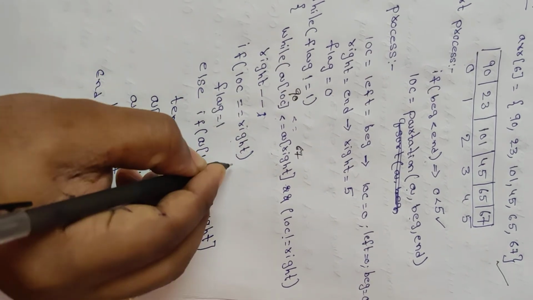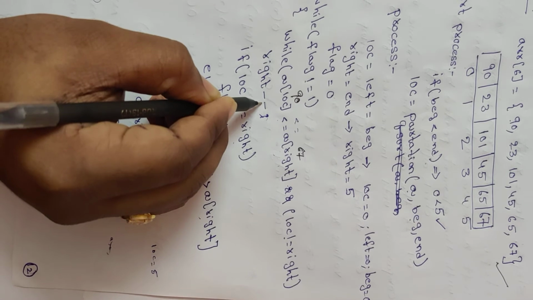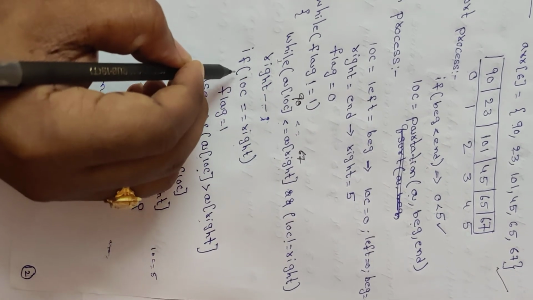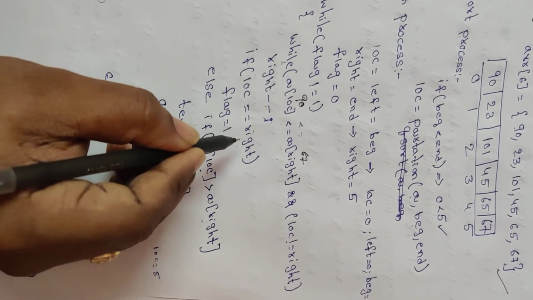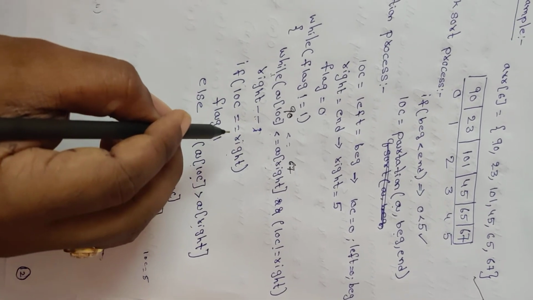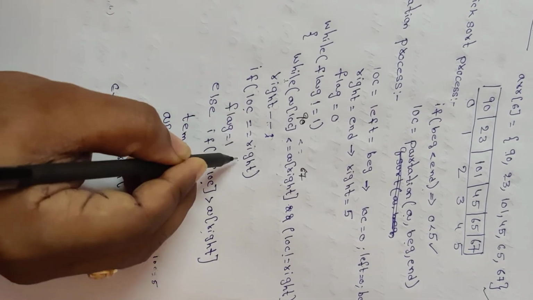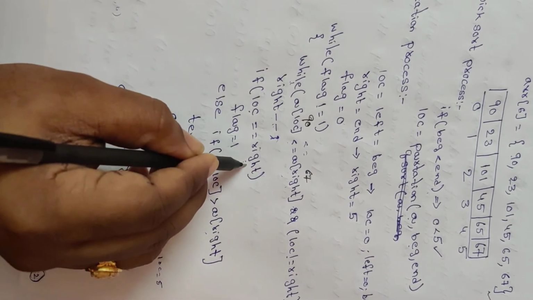Now this while loop, right minus minus is the only statement under this while. This is a separate statement: if LOC equals right. LOC means not lock, location. So what is location? 0. What is right? 5. So 0 equals 5 condition is false.